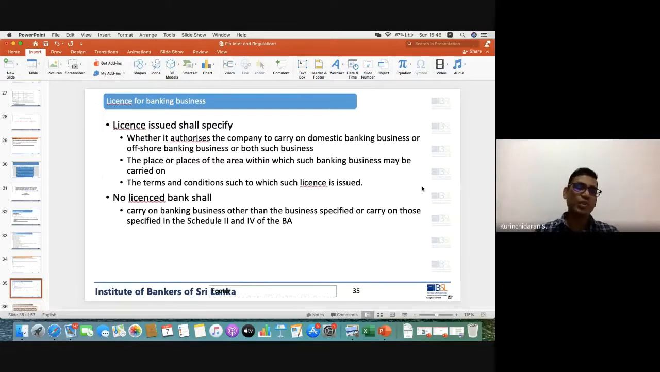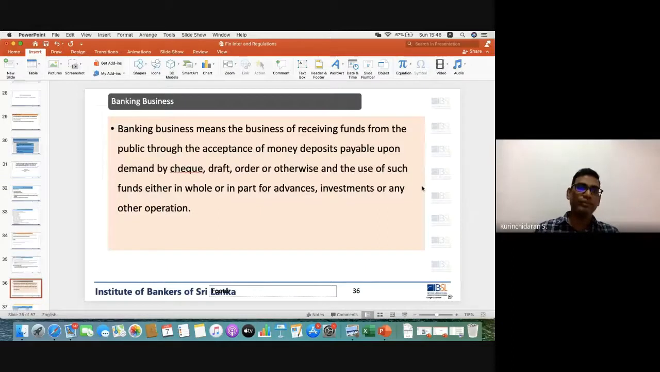Now, if you want to know what those businesses are in detail, you can just go to the Banking Act and glance through, right? Okay, in a brief manner, I would like to say what banking business is. Banking business means the business of receiving funds from the public through the acceptance of money deposits payable upon demand by check, draft, order, or otherwise, right? So it clearly says how you get funds: acceptance of money deposits. Banking business means you accept deposits and use such funds either in whole or in part for advances, investment, or any other operation.